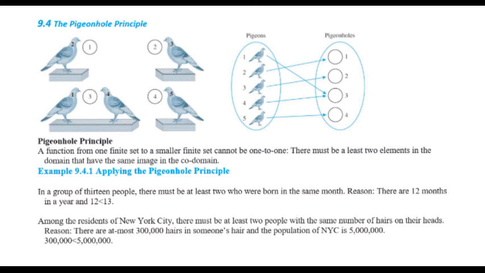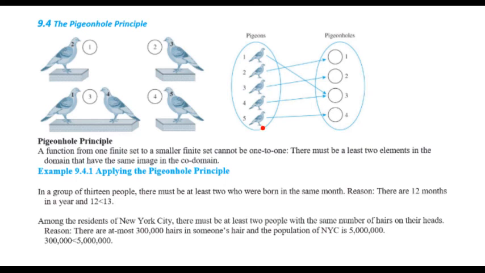So in order to formally define the pigeonhole principle, we need to use the concept of functions and one-to-one functions. We say a function from one finite set to a smaller finite set cannot be one-to-one. Why? Consider this example. The domain of this function is the set of pigeons, and the codomain is the set of all pigeonholes.